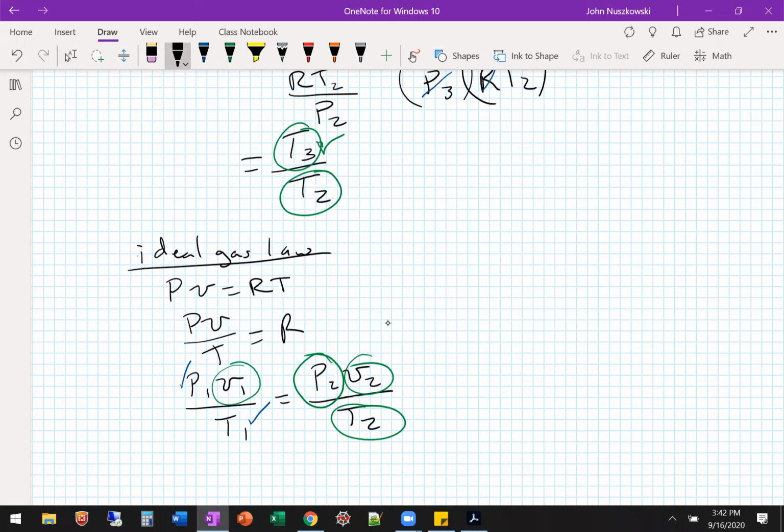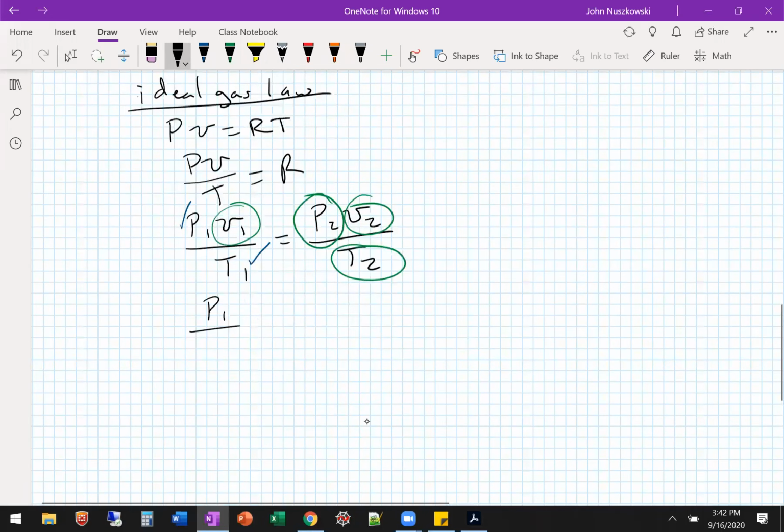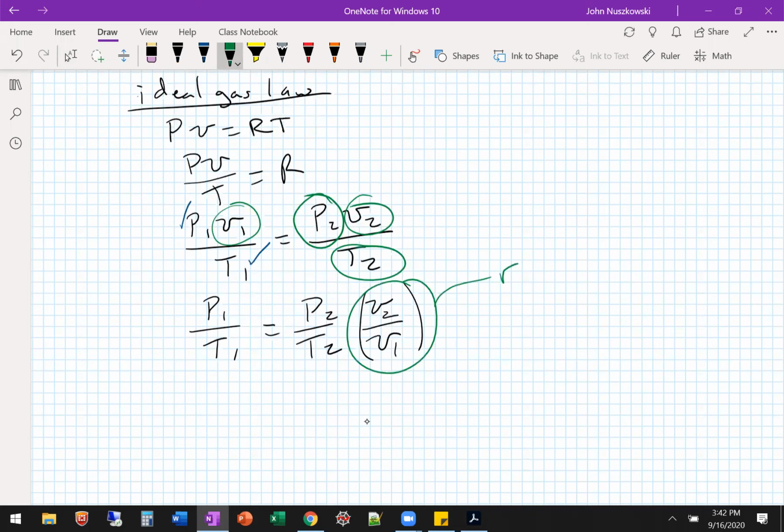So if we rearrange this, let's just do this. P1 over T1 equals P2 over T2, and then V2 over V1. That's compression ratio right there, right? But we don't know P2 or T2. So we still have two unknowns with this equation, okay?